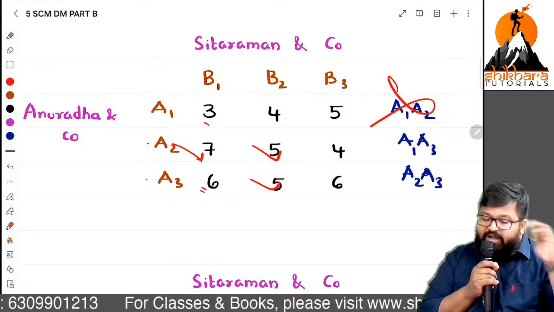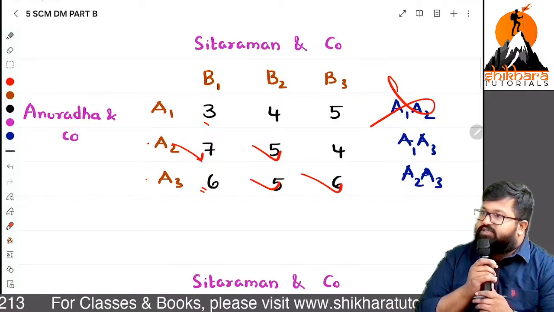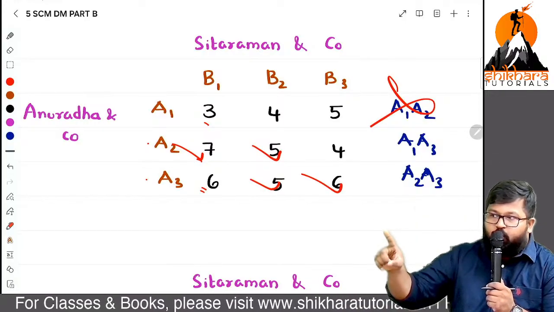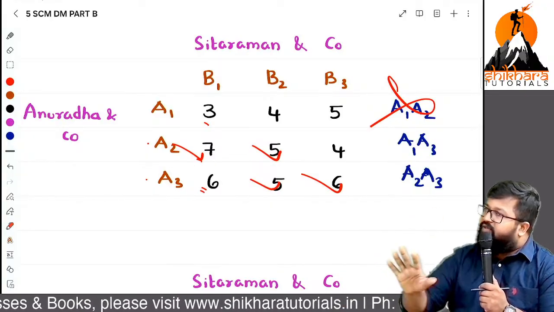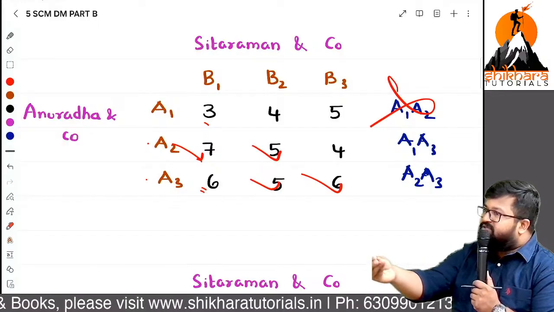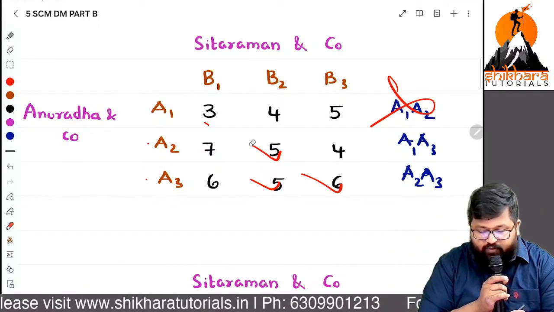Okay. What about the next one? 6. Where is it, sir? A3. Sir, are all 3 tick marks in one row? No. As there is no such row, the comparison is of no use. Okay. Now only one comparison is left over. What is the comparison?